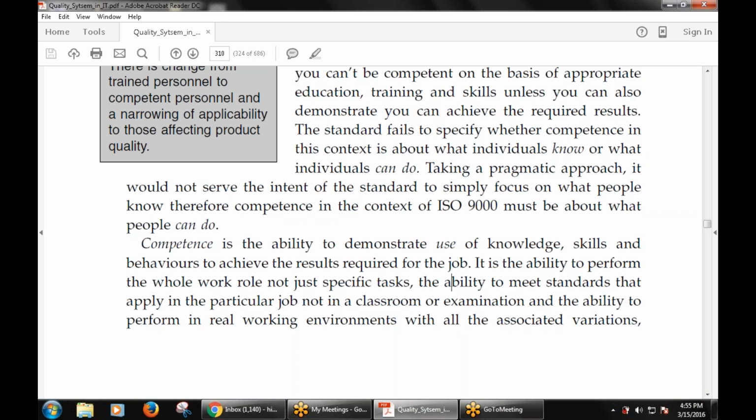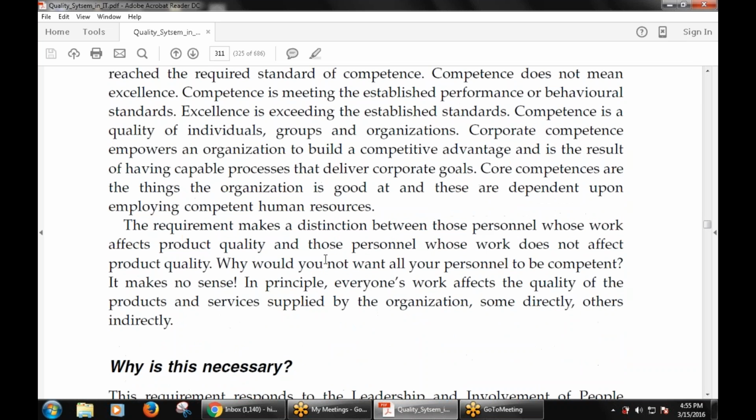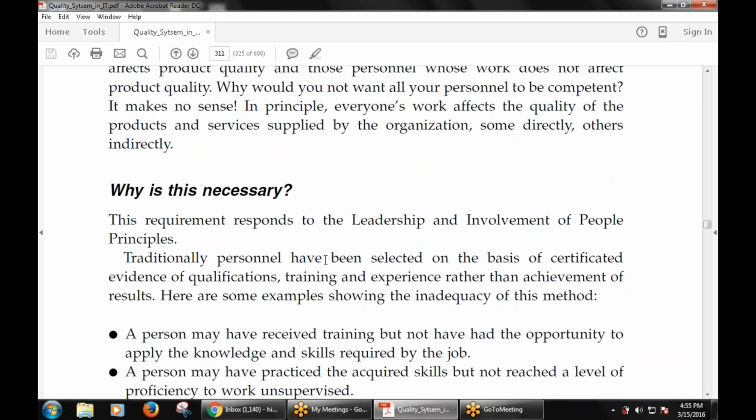So whatever the real working environment that is available, that is used for the real working environment with all the associated variations. Whatever the variation that is required, with pressures, relationships, and conflicts. So competence is the probability of success in the execution of one's job. Now, why is it necessary? Why is competence among the personnel necessary?